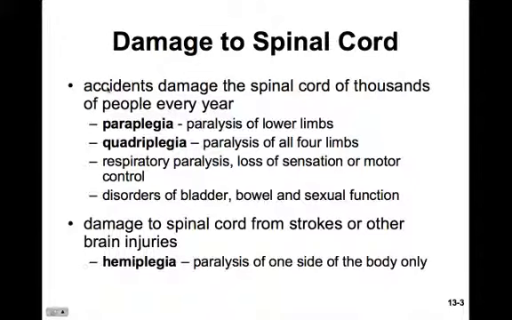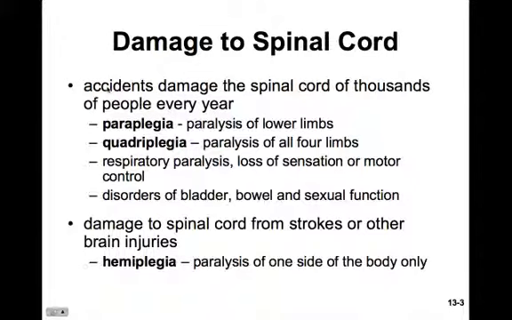Paraplegia is the paralysis of lower limbs, and quadriplegia results from higher damage in the spinal cord. It's paralysis of all four limbs. This can often involve respiratory paralysis, loss of sensation, or motor control, and disorders of the bladder, bowel, and sexual function, depending on which level the spinal cord is damaged at.